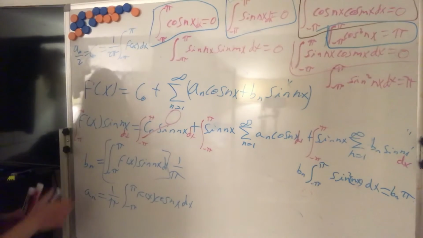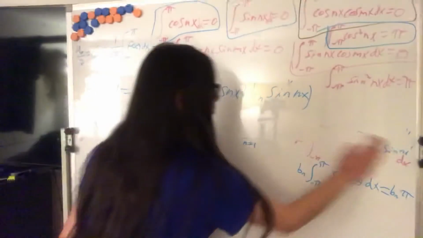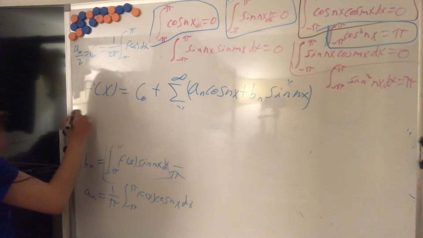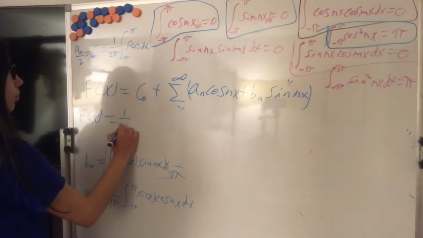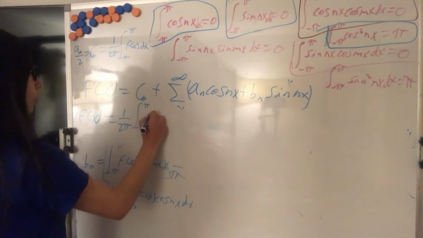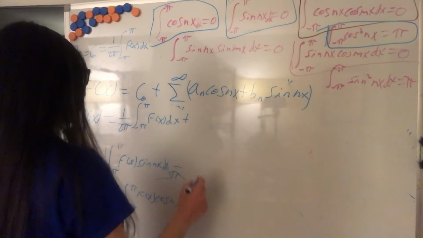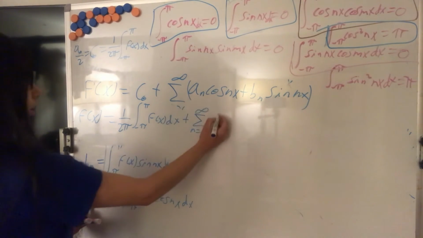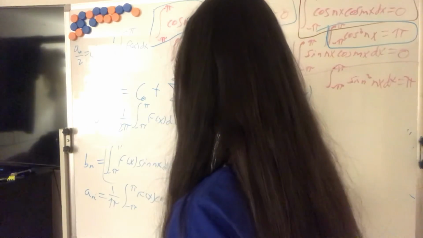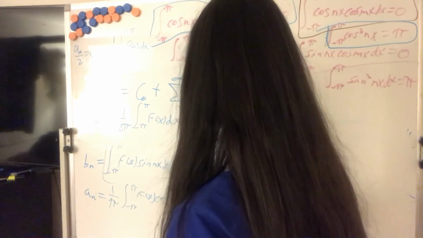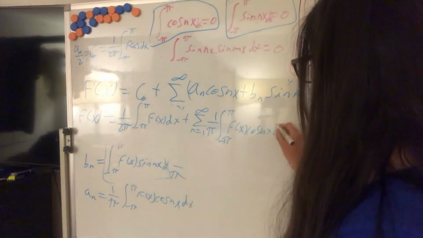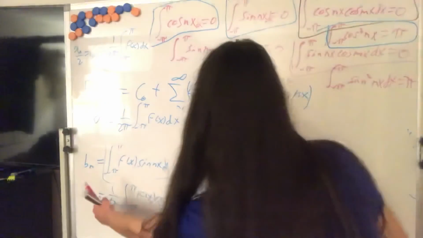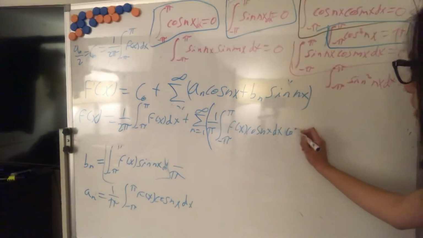So let me arrange the Fourier series now with the coefficients. I have that f of x is equal to 1 over 2 pi times the definite integral from minus pi to pi of f of x dx, plus the summation from n equals 1 to infinity of a sub n, that is 1 over pi times the definite integral from minus pi to pi of f of x cosine of nx dx, and all of this is a sub n, so all of this times cosine nx.